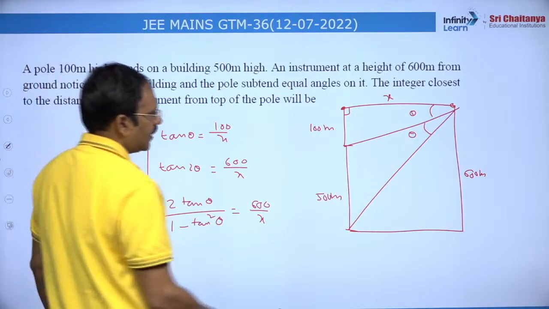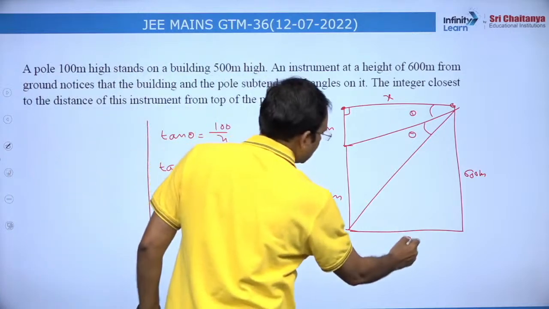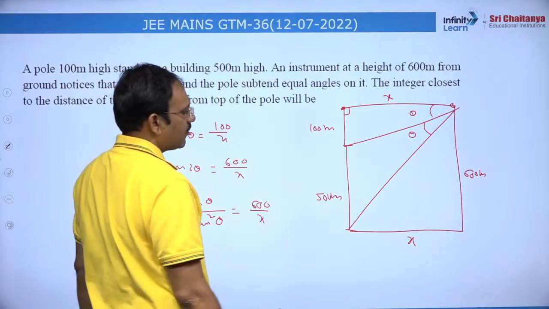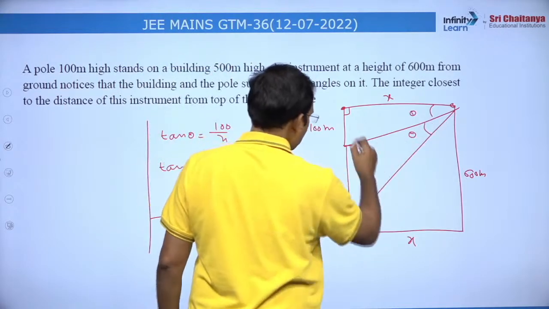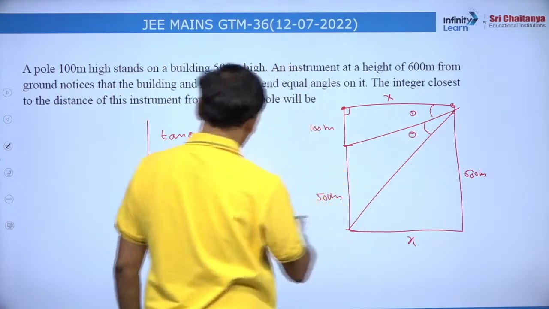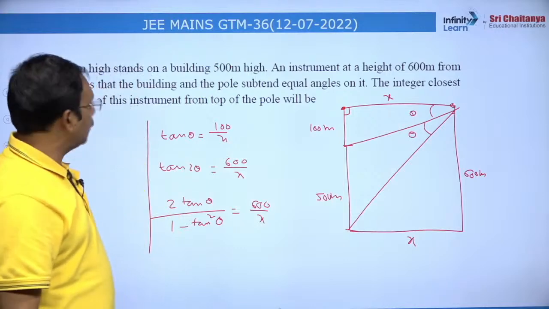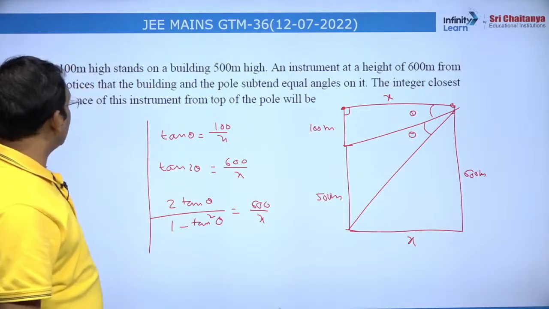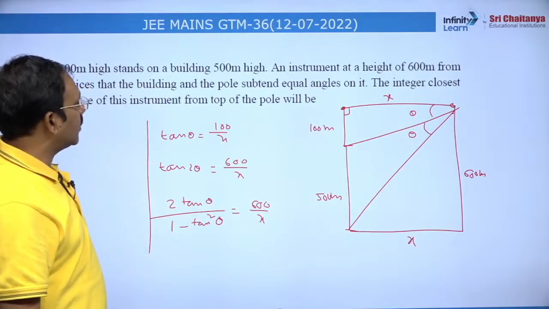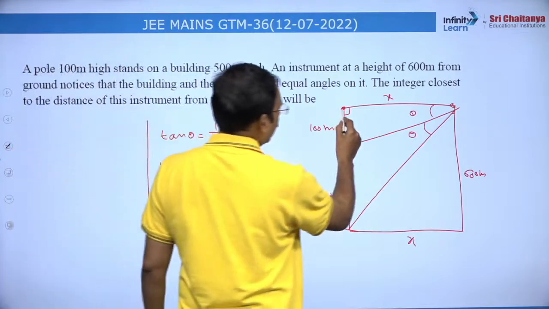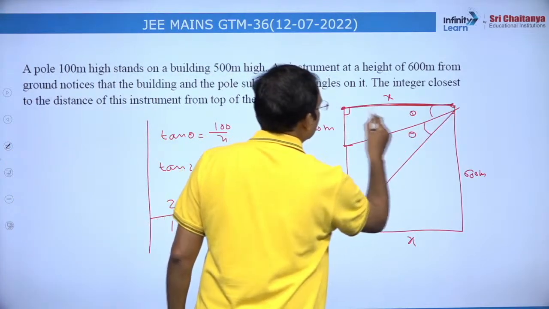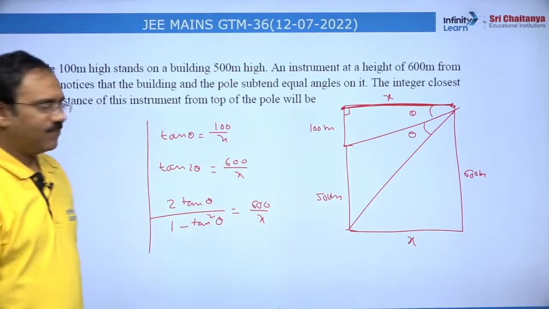Once you find x, you see, you find x here. So, my dear friends, this one you need to find theta also. He is asking the integer closest to the distance of this instrument from the top of the pole. So, okay, distance means we can take this distance, which is x itself, right, fine.